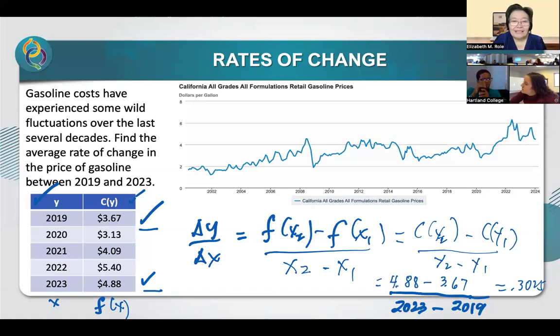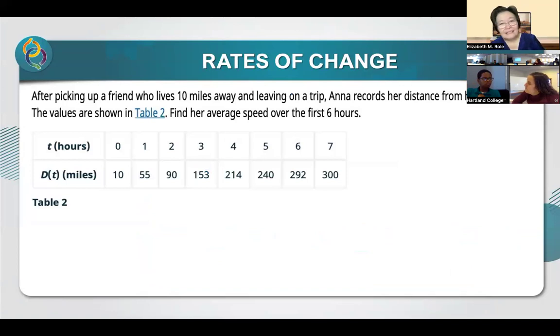Right, so that's one example. There's also rate of change, of course, in the distance depending on your speed. It says, after picking up a friend who lives 10 miles away and leaving on a trip, Anna records her distance from home over time.